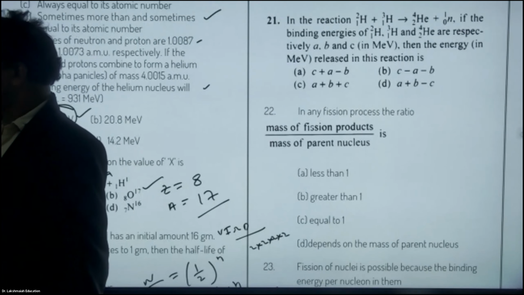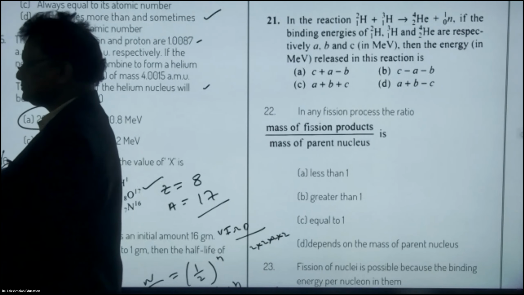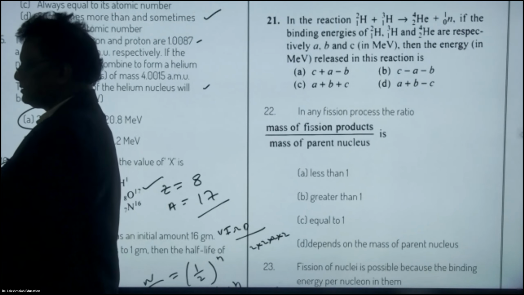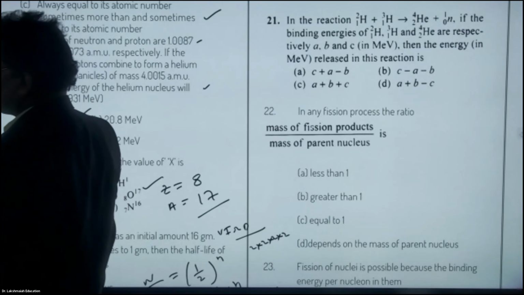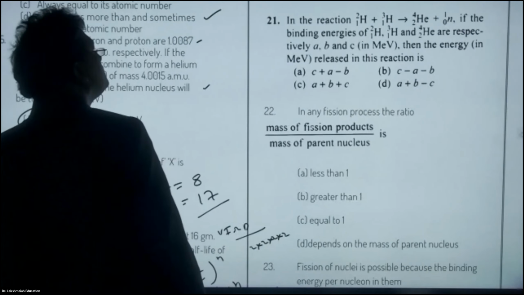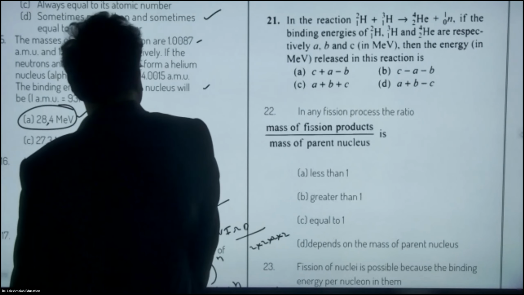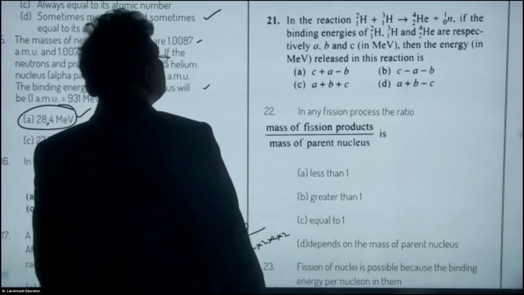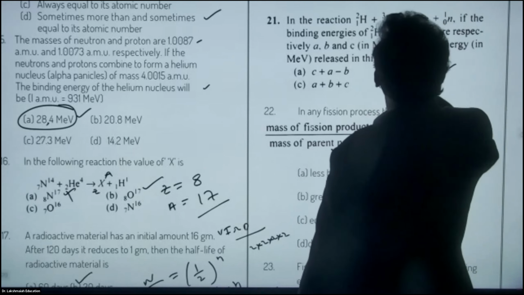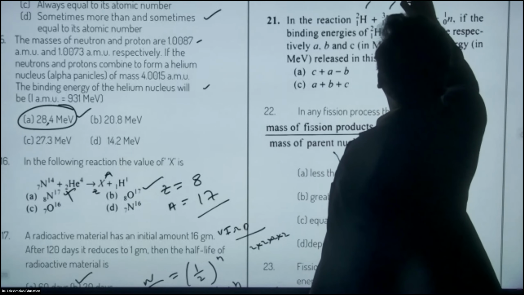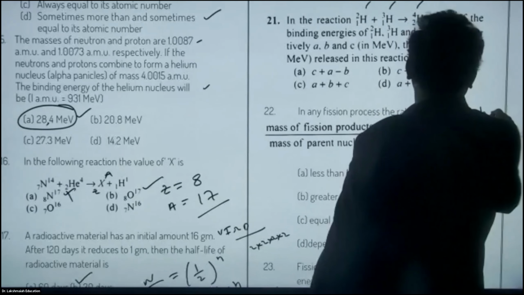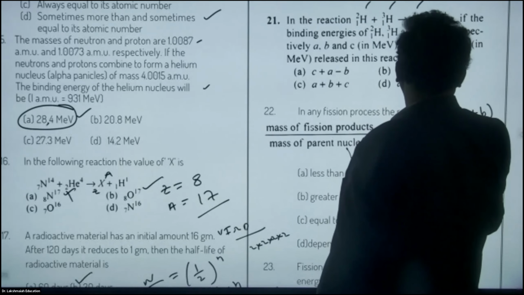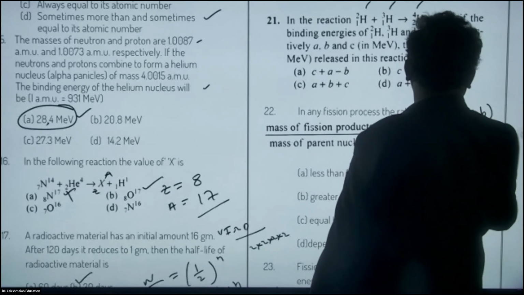Energy released. Option B, C minus A minus B. Yeah, because for this it is A, for this it is B, and this is for C. So C minus of A plus B, that is the energy. C minus A minus B, that is the answer.